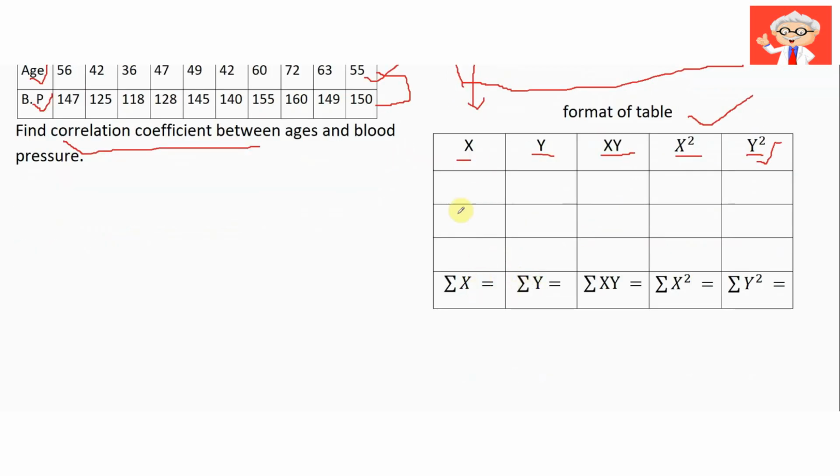First of all, when you add all the values in the column, we get the summation of x. Summation means addition. When you add all the values, we get the summation of y. Similarly, the summation of xy, the summation of x square and the summation of y square. Okay, now let's calculate.